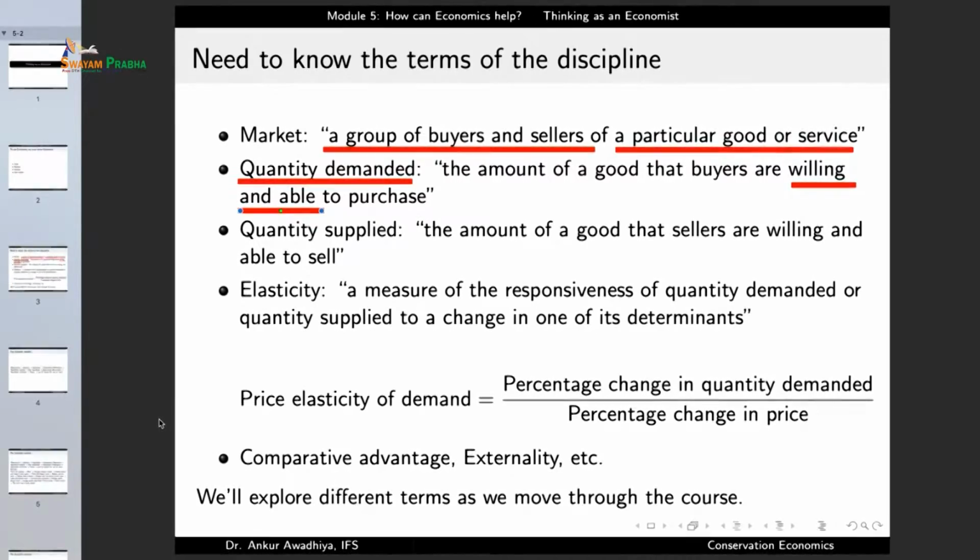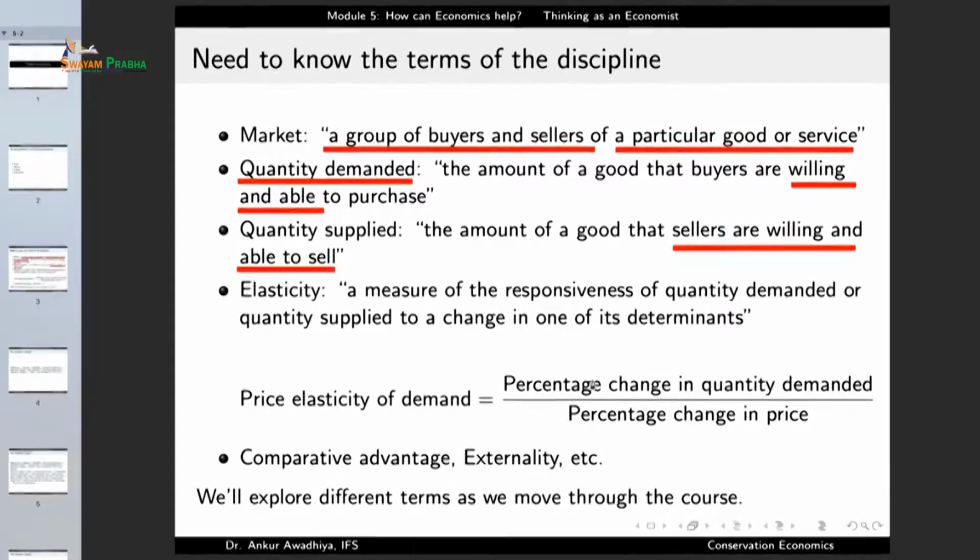So it is important to know what is the quantity demanded. Similarly, you need to know the quantity that is supplied, the amount of a good that sellers are willing and able to sell. So the sellers must be willing and they must be able.